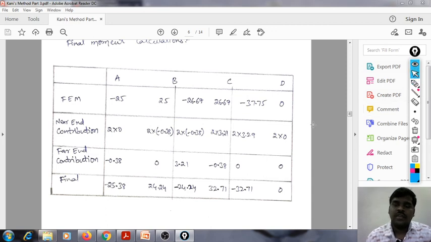Whenever we are studying structural analysis, some phrases we cannot understand until we solve a problem. So that's the reason solving problems is most important in Kani's method and any other method in structural analysis. So that's all regarding this video.